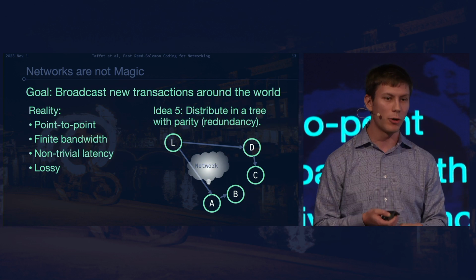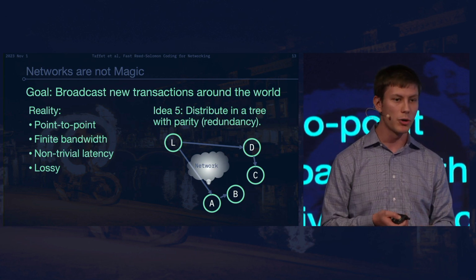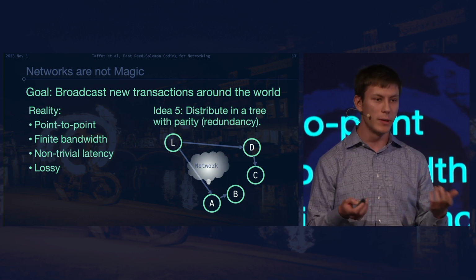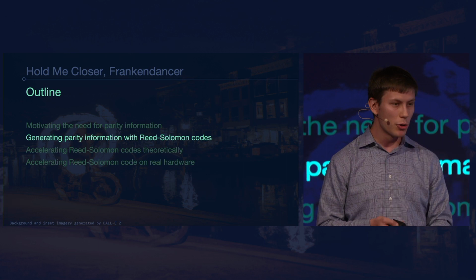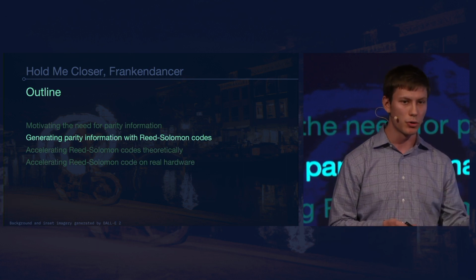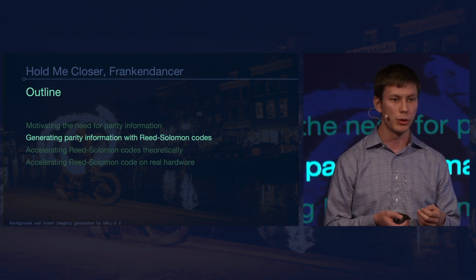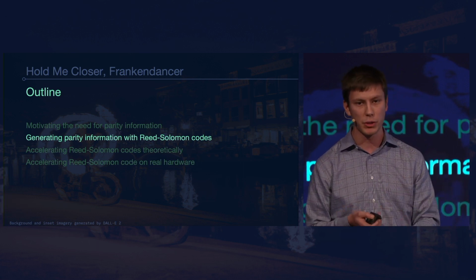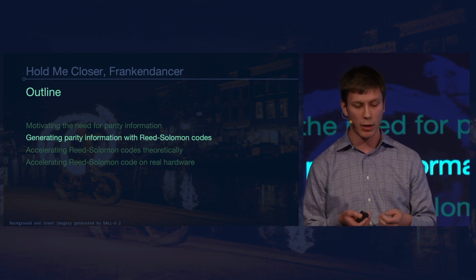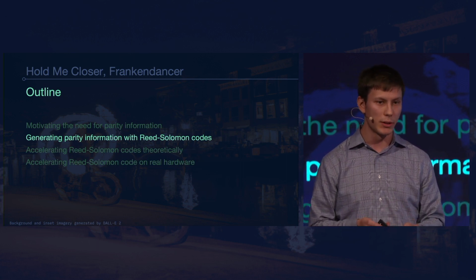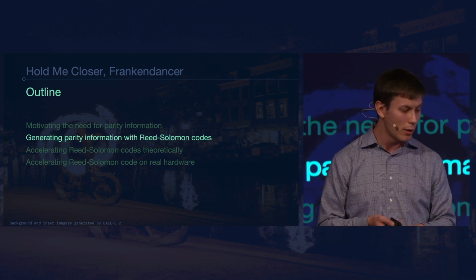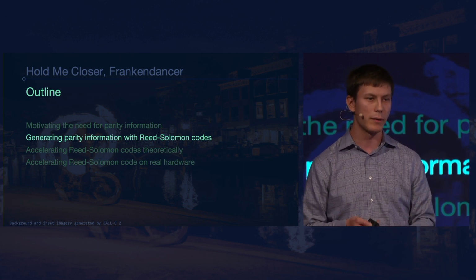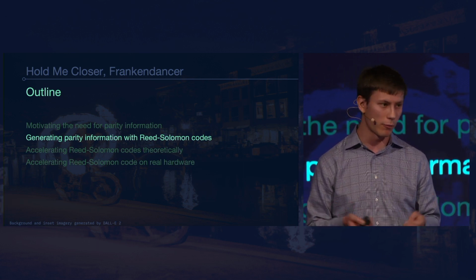Okay, so then how about we solve this problem by sending it in a tree, but also sending some redundant information, some parity information. And here we go. This is the way that we'll solve it. So that motivates our need, in order to get a working, high-performance distributed global broadcast. We need some kind of parity information, some kind of redundancy information, so that we can recover when packets get lost. There are many ways to do this. Reed-Solomon is one way, and that's the way we'll focus on now. So I'll dive into Reed-Solomon and explain first the background, how it works, and then how we implement it in a high-performance way.